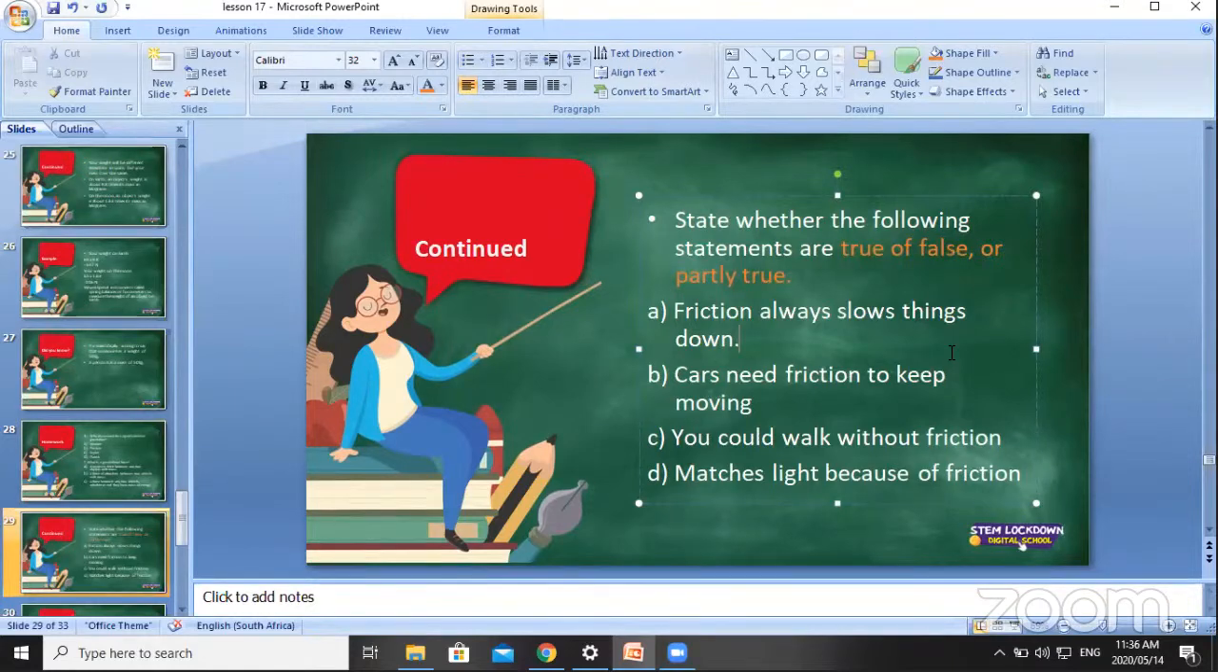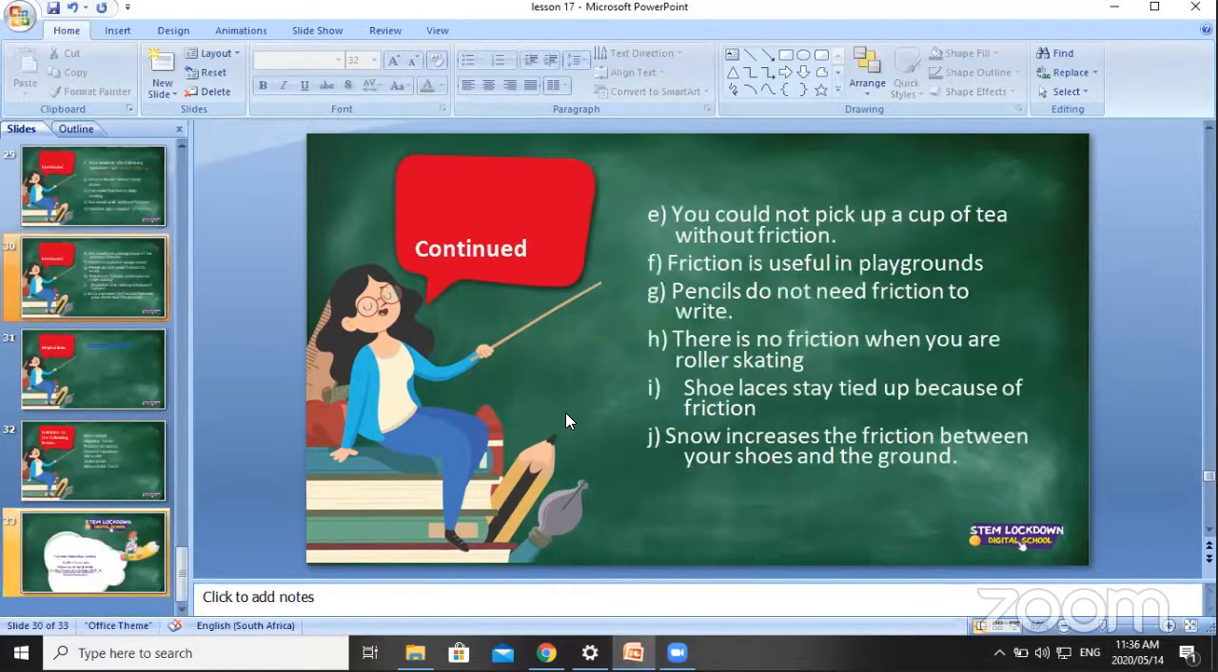D, matches light because of friction. So a match, does it light because of friction? Is it true or false or partly true? E, you could not pick up a cup of tea without friction. F, friction is useful in playgrounds. G, pencils do not need friction to write.